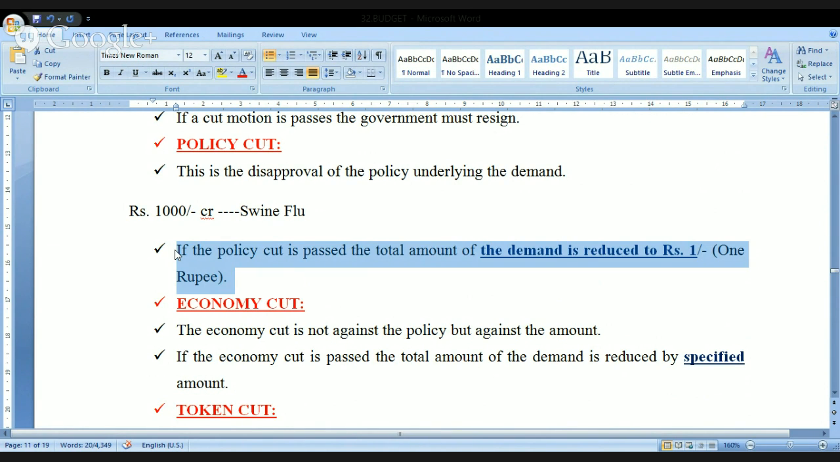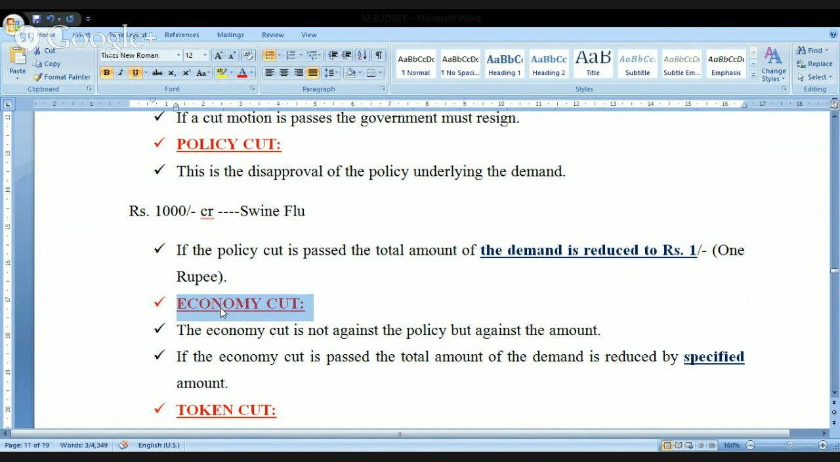Kindly remember this particular point. You have to write in the examination. What is that demand? I don't know. It is X. Maybe 1000 crores, maybe 2000 crores, or 10,000 crores. But if the policy cut is passed, that 1000 crores will be reduced to 1 rupee. 2000 crores will be reduced to 1 rupee. That is called the policy cut. Am I clear? Next one.